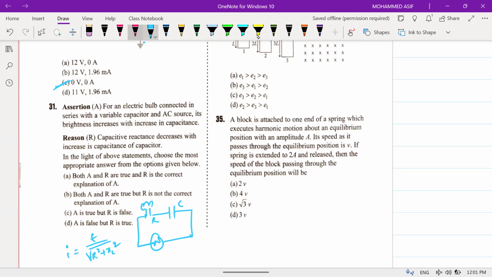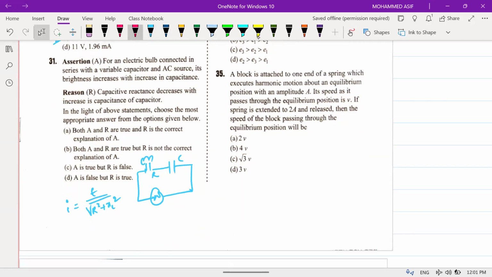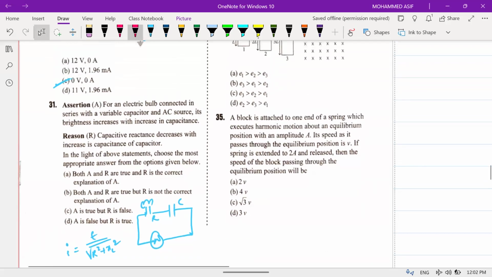So whenever an electric bulb is connected in series with a variable capacitor, its brightness will obviously increase, because when XC is decreasing, the current is increasing, isn't it? Hence the brightness of the bulb will increase. Brightness of the bulb means power P equals V squared divided by R. If the reactance is decreasing, the current will be increasing. So the brightness of the bulb will increase as the current increases with the increase of capacitance. So both A and R are true, and R is a correct explanation for A.